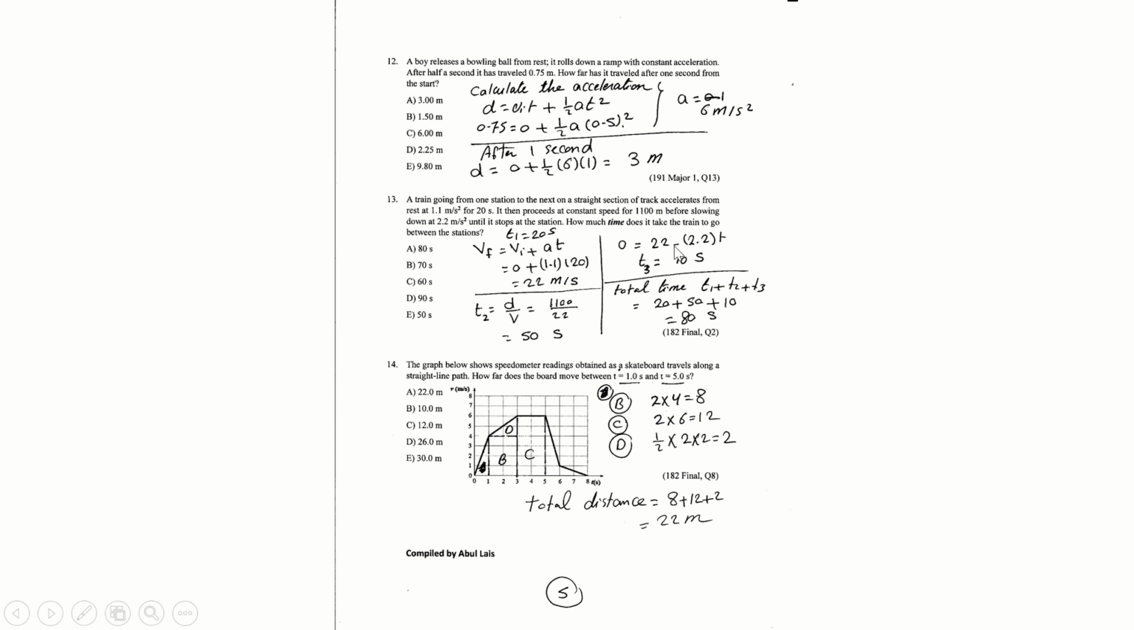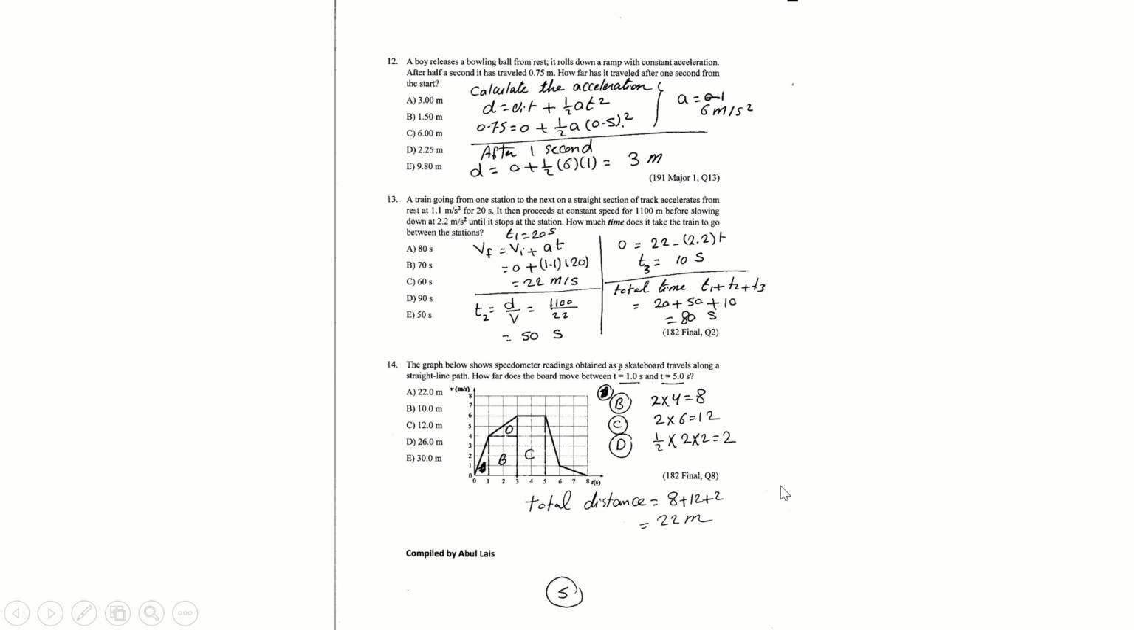So what about the third part? For the third part, we know that the final velocity is 0 and the initial velocity is 22 meters per second, because this is the velocity at which the train was moving, minus the acceleration, which is 2.2 meters per second squared. Now why minus here? Because the train is slowing down. Then I can calculate the time, and the time will be 10 seconds. So what is the total time for the trip? It is 20 seconds plus 50 seconds plus 10 seconds. So it will be 80 seconds, and the answer again here is A.